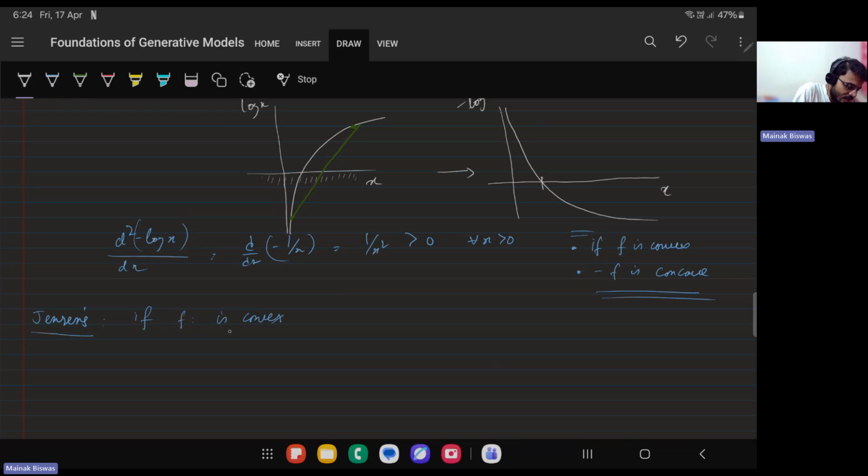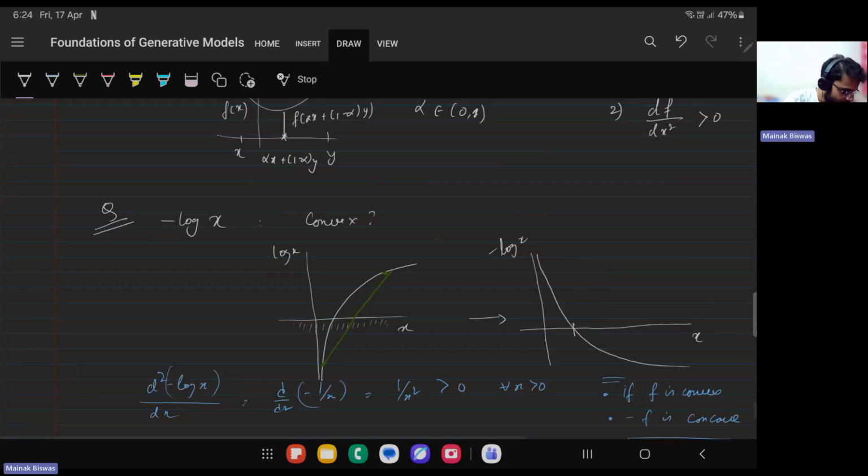So if f is convex, in Jensen's inequality, what do we know? We know that the expected value of f of x, with x under some distribution, is going to be greater than or equal to f of the expected value of x.